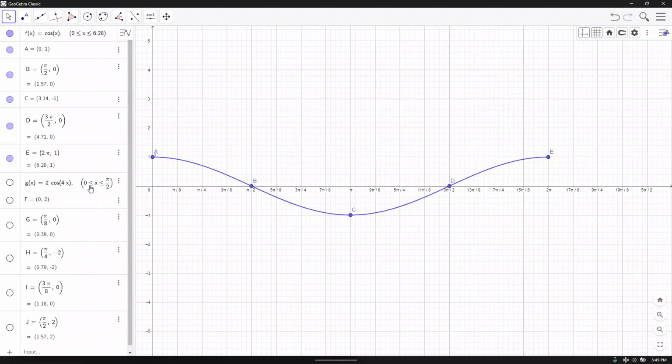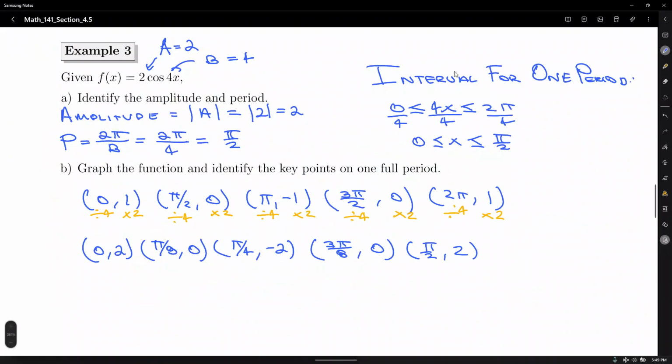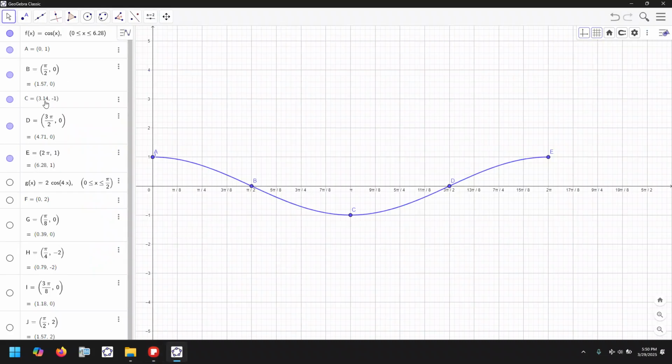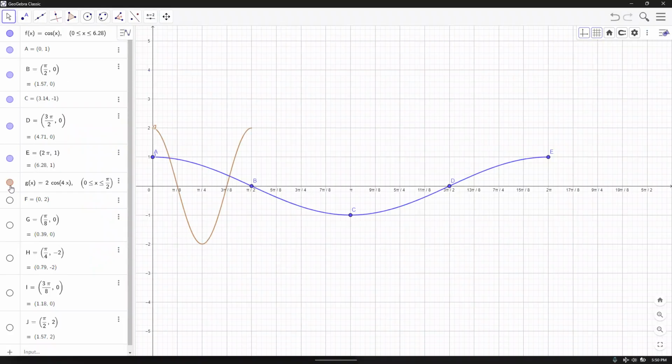So we need all this. Let's look at the graph of g of x equals 2 cosine 4x for x in the interval 0 to pi over 2. Where did we get this interval? Again, from the notes, that's the interval to graph one period of the function, by setting the angle 4x greater than or equal to 0 and less than or equal to 2 pi. Solving the compound inequality for x, we get this interval 0 to pi over 2. Let's graph it and see how that looks.